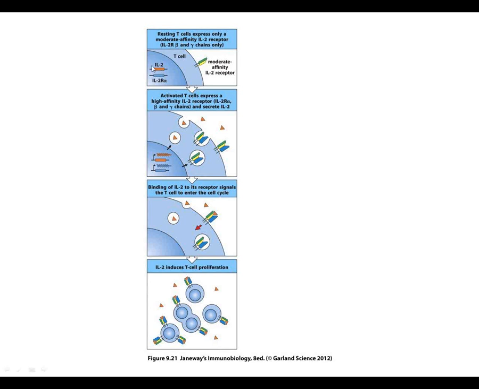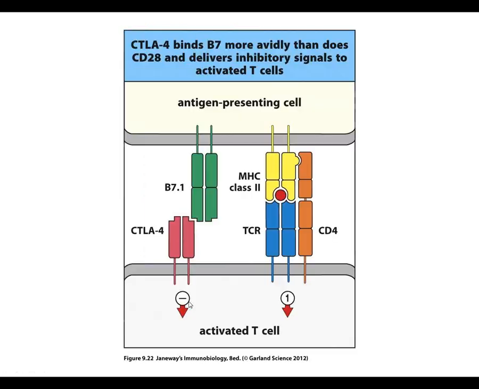This is the same thing in just a slightly different picture. So the naive T cell has a 2-chain receptor. It can respond, but then once things get activated, it actually starts making a 3rd chain. And it can actually respond in an autocrine manner, in that it secretes the IL-2 and displays the receptor, and then it causes these T cells to proliferate in a very robust way.